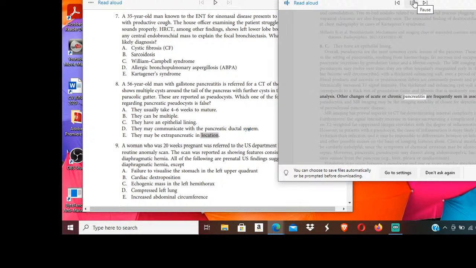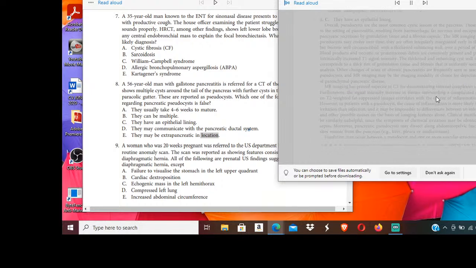Other changes of acute or chronic pancreatitis are frequently seen in association with pseudocysts, and MR imaging may be the imaging modality of choice for depicting the features of parenchymal pancreatic disease. MR imaging has proved superior to CT for demonstrating internal complexity in pseudocysts. Furthermore, the signal intensity increase in tissue surrounding a complicated pseudocyst on T2-weighted fat-suppressed images correlates with the degree of inflammation present. However, in patients with a pseudocyst, the cause of inflammation is more likely to be chemical irritation than infection, and it may be impossible to differentiate between an infectious process and other possible causes on the basis of imaging features alone. Clinical manifestations may be similarly unhelpful, since the symptoms of chemical irritation may be identical to those of sepsis. Moreover, pancreatic pseudocysts may dissect along abdominopelvic fascial planes to sites remote from the pancreas, e.g., liver, pleura, or mediastinum.